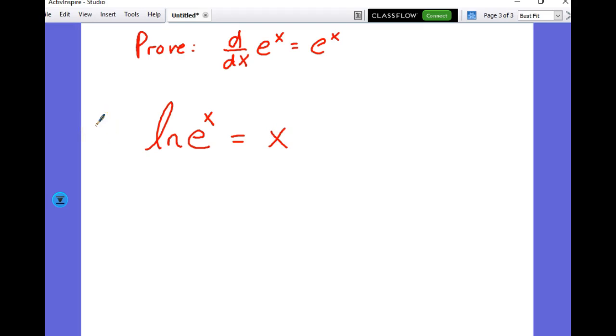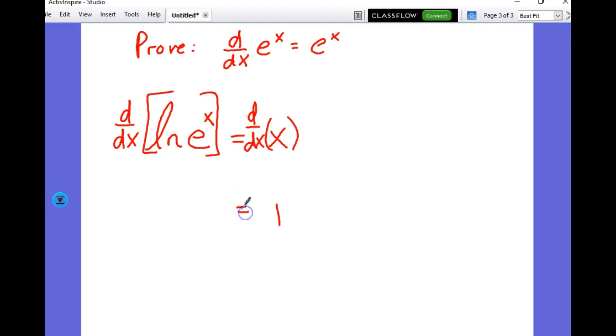Now, what I'm going to do is some differentiation here. I'm going to take the derivative with respect to x on both sides. Now the derivative of x with respect to x is just 1. Okay. Over here we have a chain rule. I've got my outer function, which is ln, and my inner function, which is e to the x. So the derivative of ln is 1 over the inside, in this case e to the x, times the derivative of the inside.